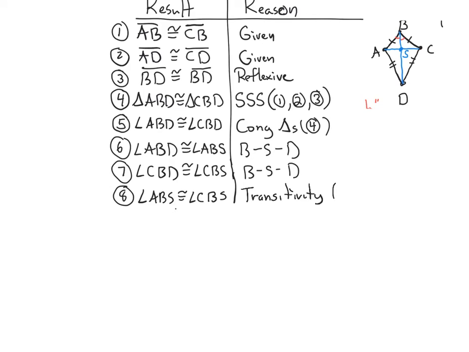And we're using lines 5, 6, and 7 for that. So when you're doing chains of congruences, that's when you're using transitivity. All right. So we have side angle. The other thing we need is the side. So that is that side BS is congruent to itself. And that's from the reflexive property.